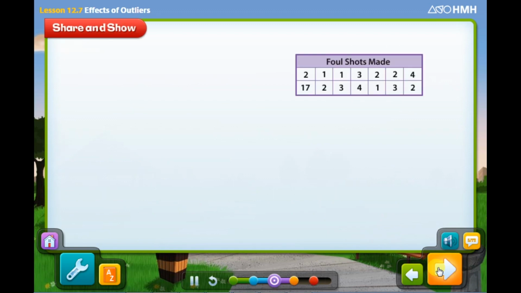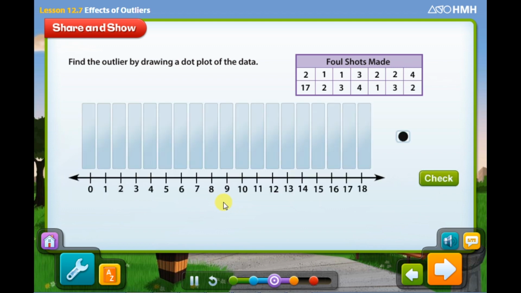Here's some data about the number of shots a basketball team made. Find the outlier by drawing a dot plot of the data. Together we will draw the dot plot. Drag and drop dots to places above the numbers on the number line to represent each data item. When you're ready, check your work.